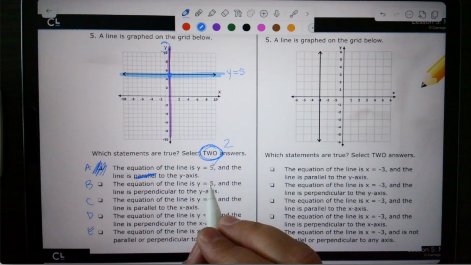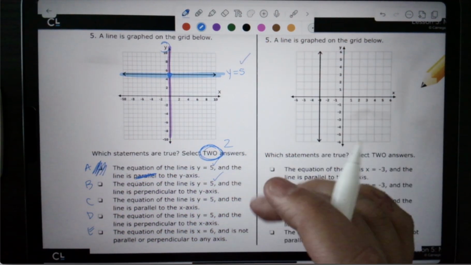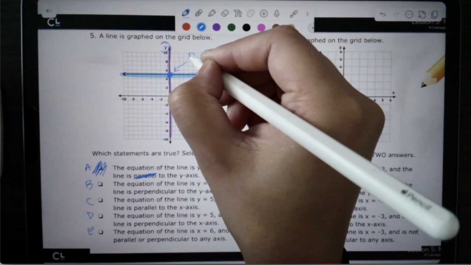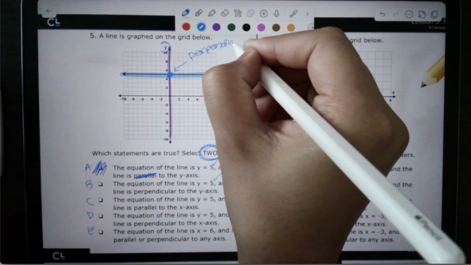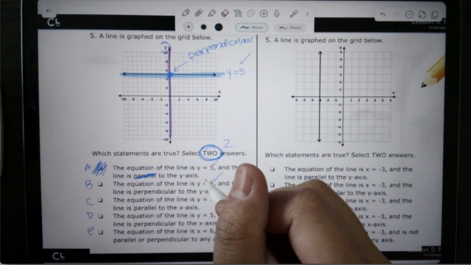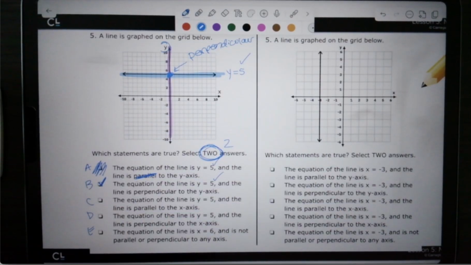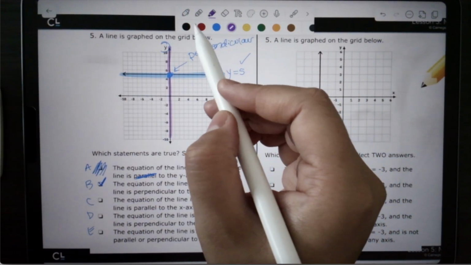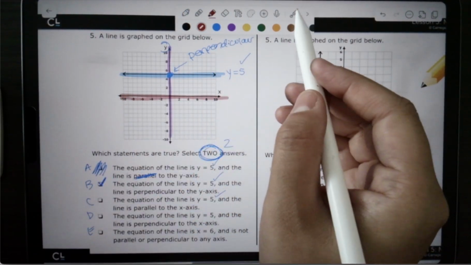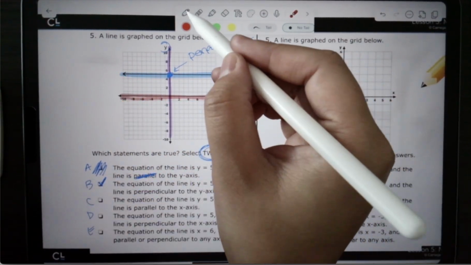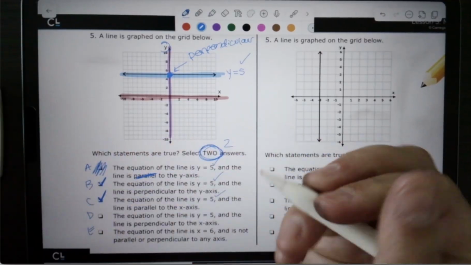Now, we're going to say A, B, C, D, E. B says the equation of the line is y equals 5. That's true. We already know that. And the line is perpendicular to the y-axis. We just said they touch. That means this is perpendicular. So this is true. So this would be one of my answers. Now C says the equation of the line is y equals 5, which is true, and the line is parallel to the x-axis. If I look at the blue line and the red line, those are parallel. So C would be my other answer because that's true.